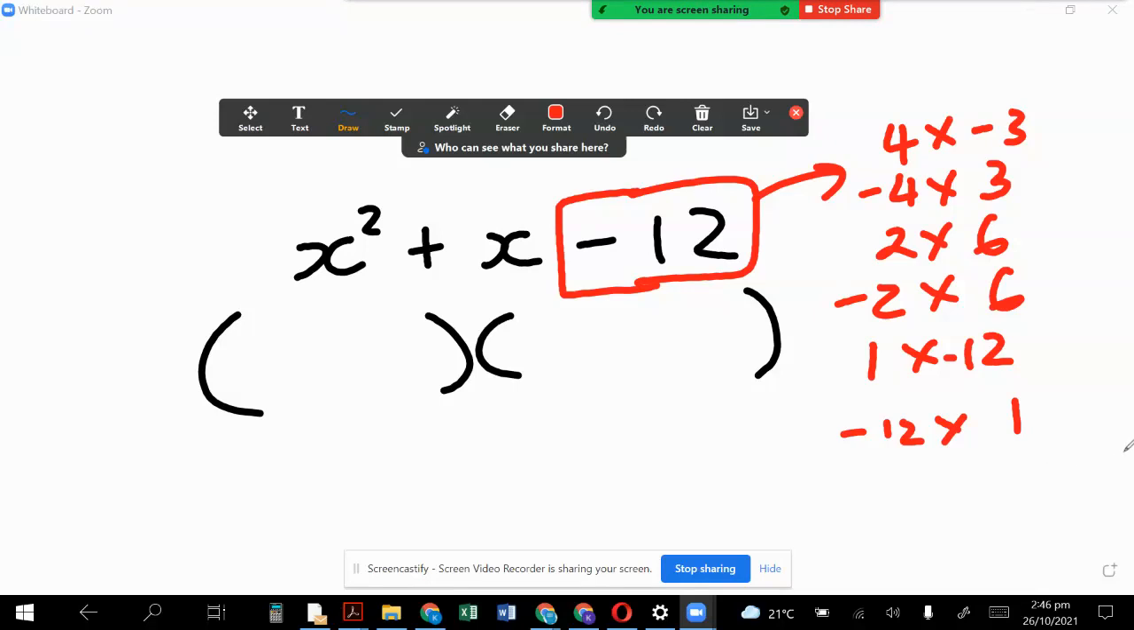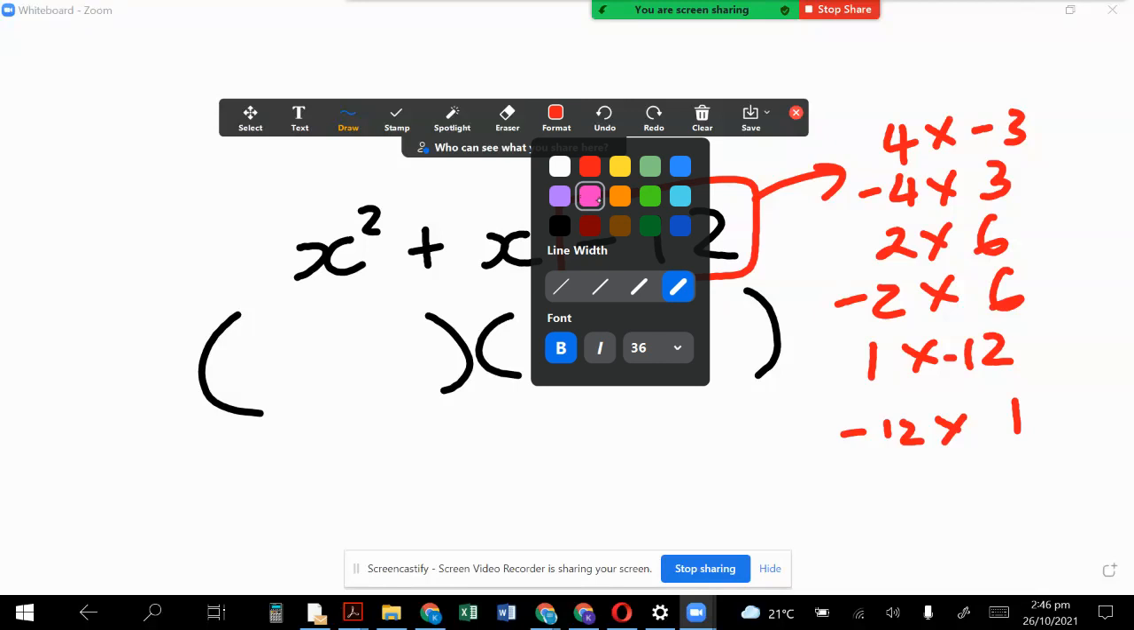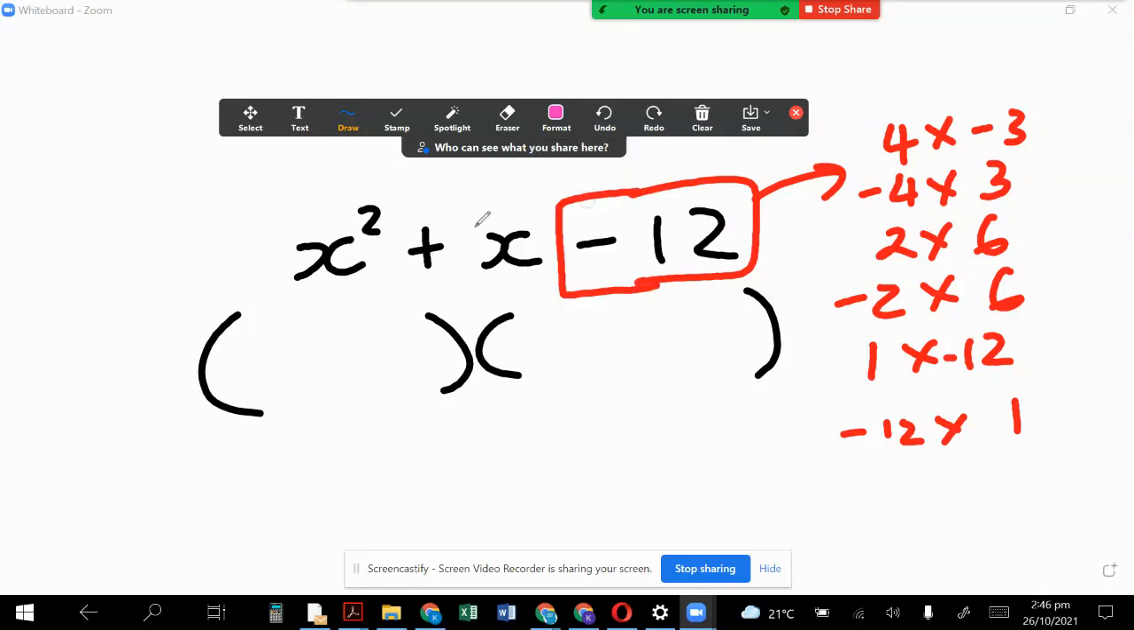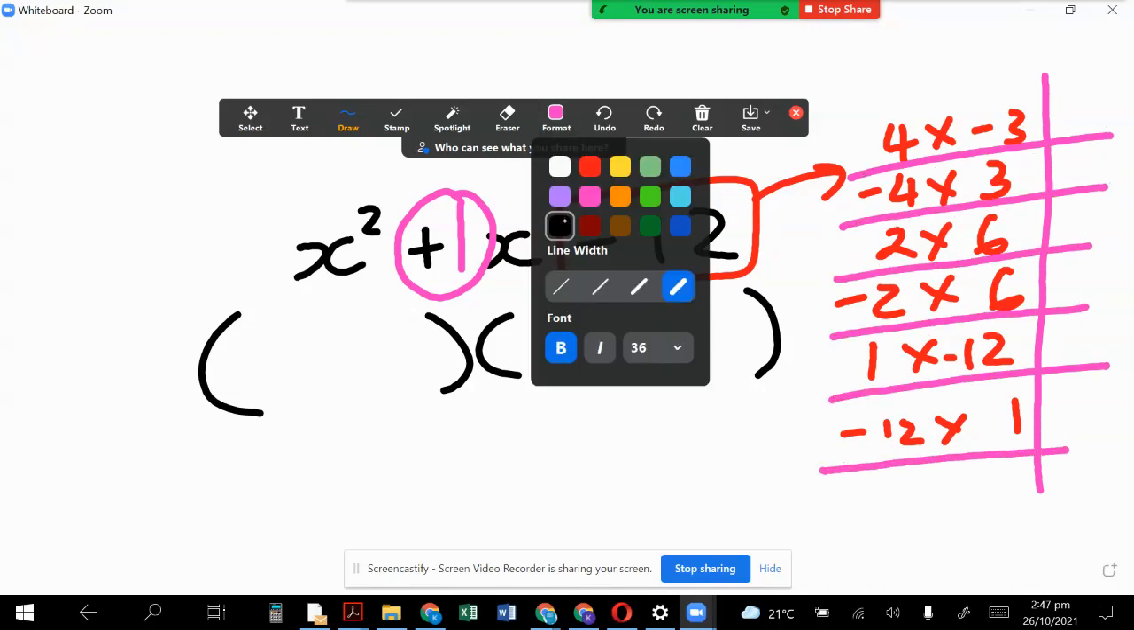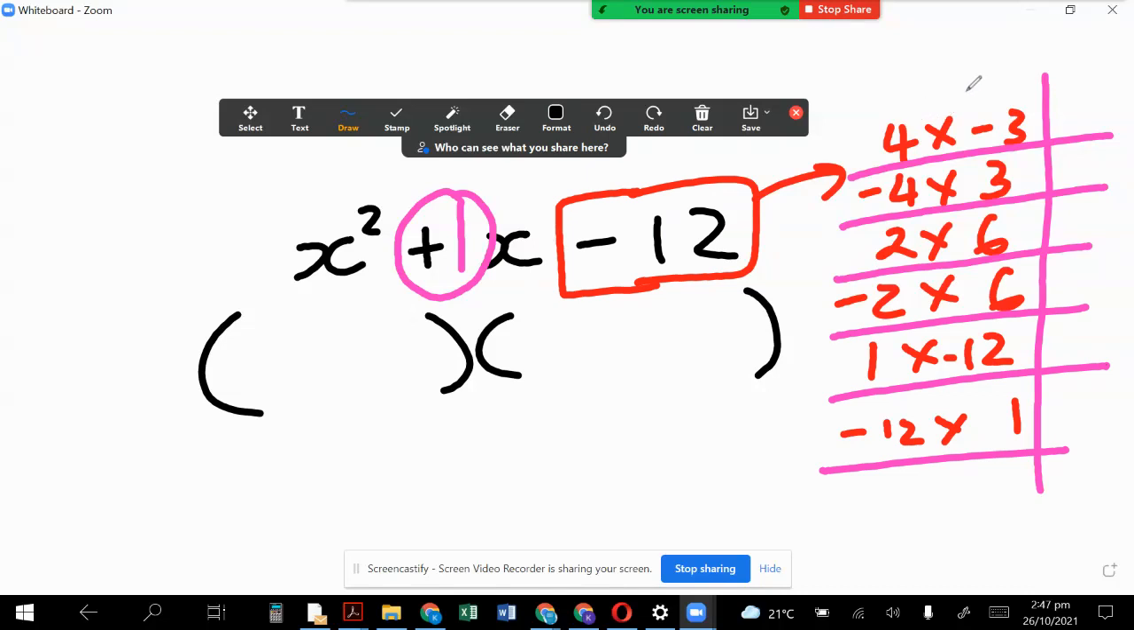And remember, these 2 numbers must add up or subtract to get the middle term. So let's look at the middle number. What is this middle number? This middle number is 1. Now, I can quickly check each of these. Which of these will give me plus 1? Let's go through one by one. If I say 4 minus 3, 4 minus 3 is plus 1. I think I got my answer.